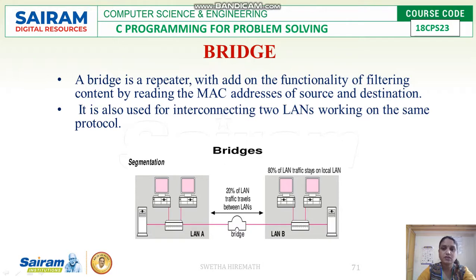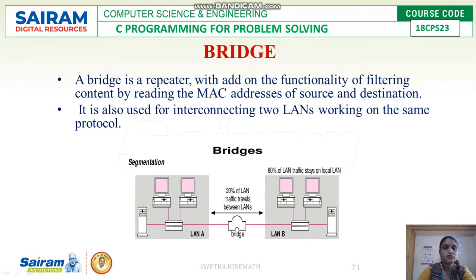Then the last network hardware device is the bridge. This bridge is also a repeater with the added functionality of filtering the contents, whereas a repeater just forwards all the data it receives. This bridge will filter the contents based on the MAC address of source and destination. Based on the address of the source and destination, it decides to which network this data actually belongs. Only for that network it will forward the messages.